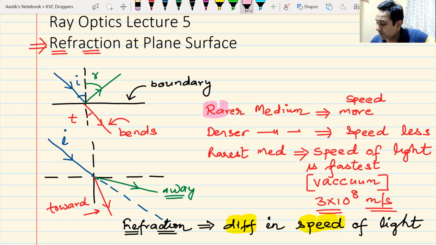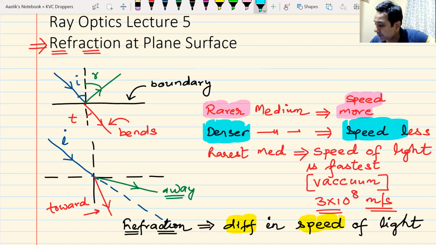A rarer medium is a medium where the speed of light is more, whereas a denser medium is the medium in which the speed of light is less. Do we understand this? Yes, sir. I'll give you a minute to note it down.